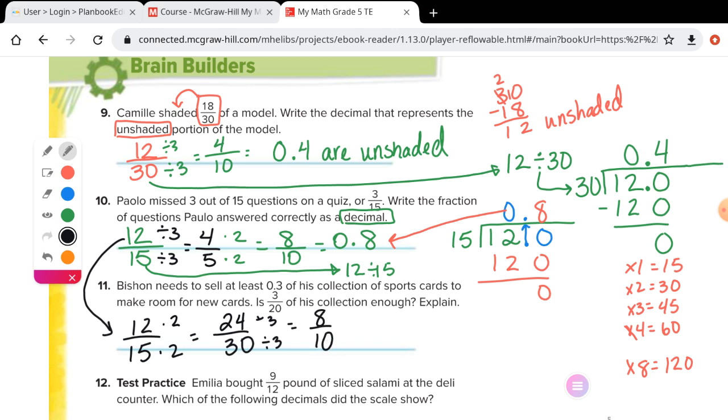Yeah, and look at the math. She did times 2 divided by 3. We did divided by 3 times 2. So essentially, did we do the same thing? Yeah, we just did it in a different order.